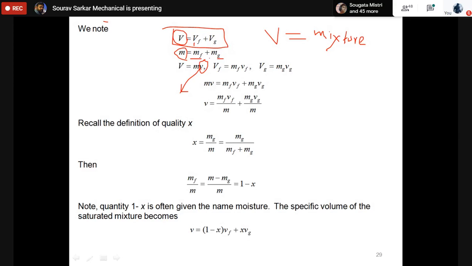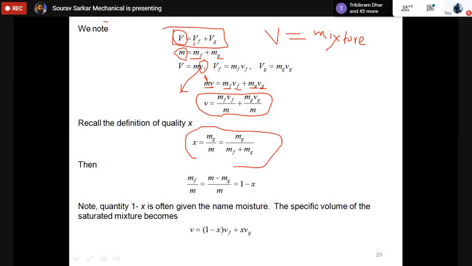So you can write that my total mass into that average specific volume is nothing but my liquid mass into the liquid specific volume plus the saturated vapor mass into the saturated vapor volume. So this is total, this is total. Total into the average is equal to individual into the individual plus the individual into the individual. So here I can represent it like this. My average property can be written as this.